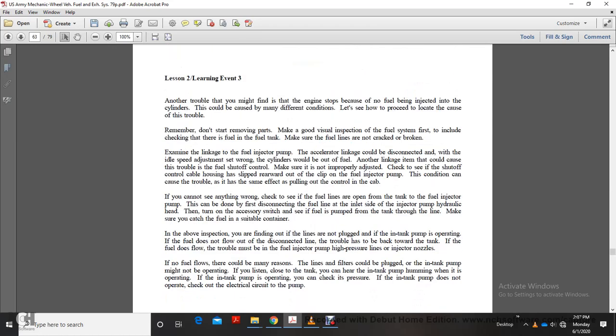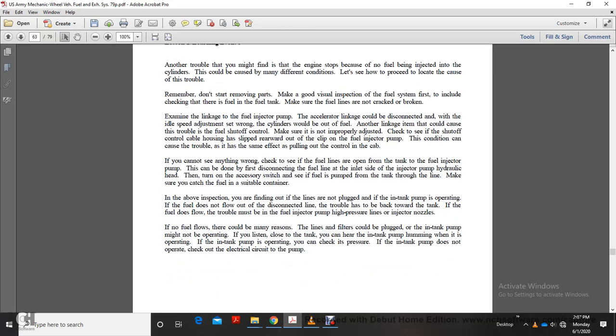Another trouble that you might find is the engine stopping because no fuel is being injected into the cylinders. This could be caused by different conditions. Let's see how to proceed to locate the cause of the trouble. Remember, don't start removing parts, but begin with a visual inspection of the fuel system first. This includes checking the fuel in the fuel tank and making sure the fuel lines are not cracked or broken.